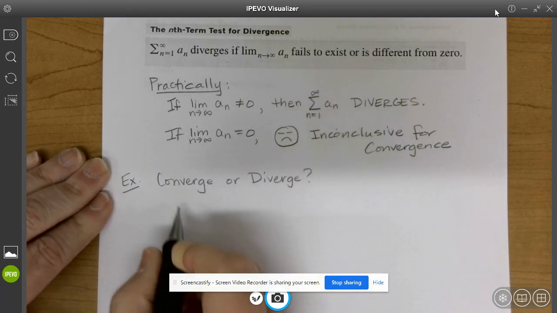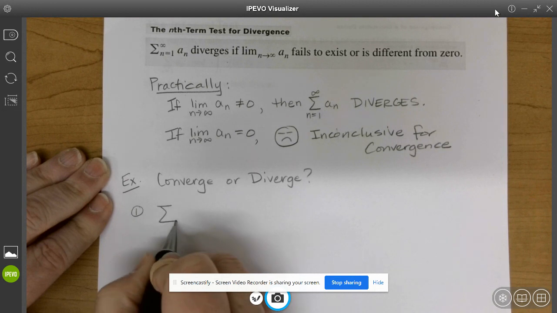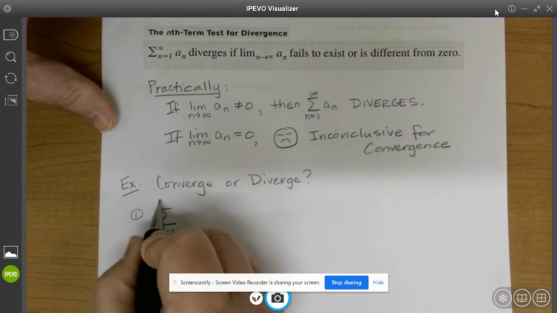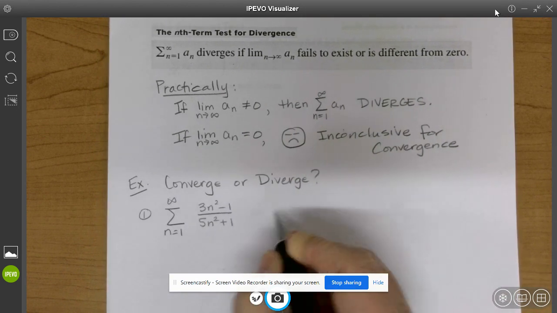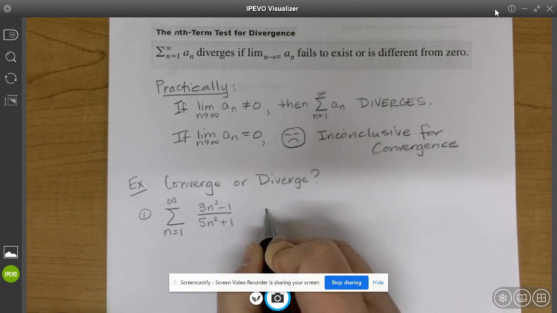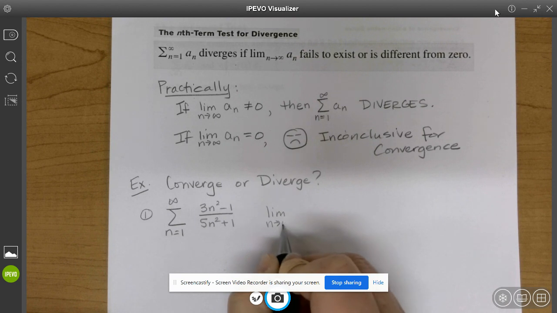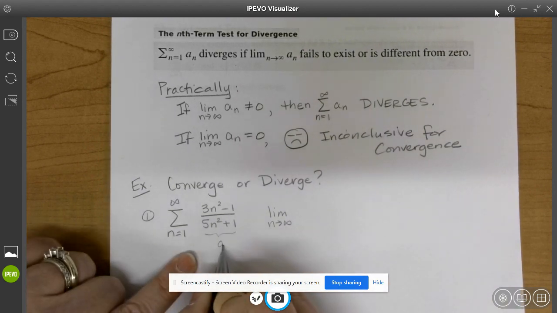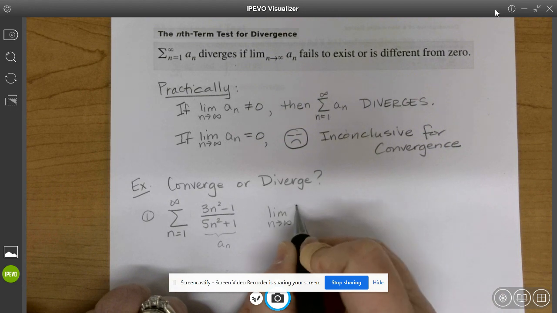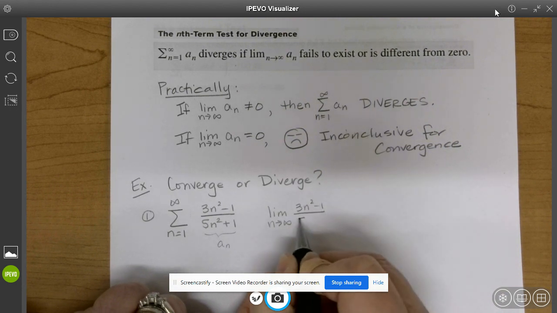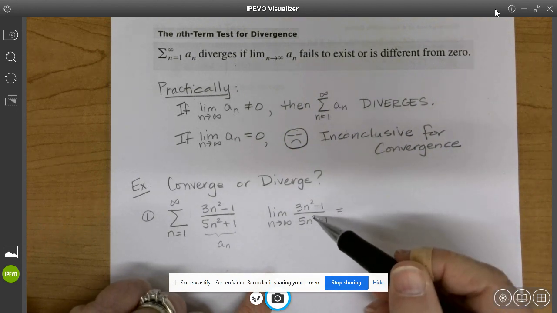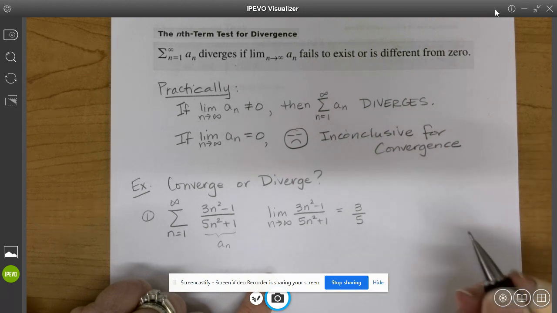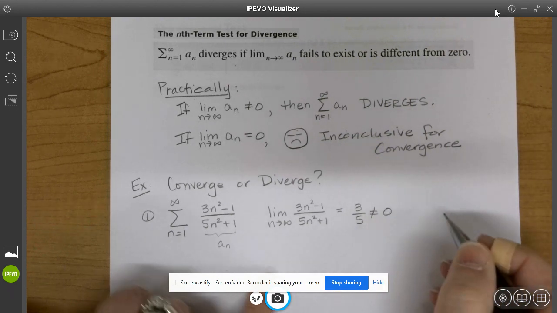That is the question. All right, so the first one, the sum from n equals 1 to infinity of (3n squared minus 1) over (5n squared plus 1). Well, let's take the limit as n goes to infinity of the nth term. This right here is a sub n, so I'm going to put that in limit notation: 3n squared minus 1 over 5n squared plus 1. And using our knowledge from pre-calc and putting in a large number, we see that this limit is equal to 3/5, which is clearly not equal to 0.